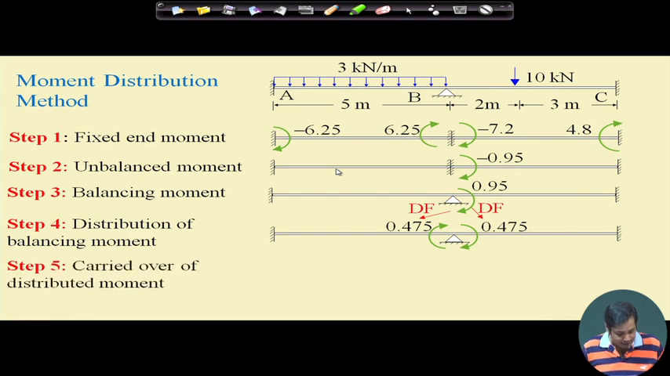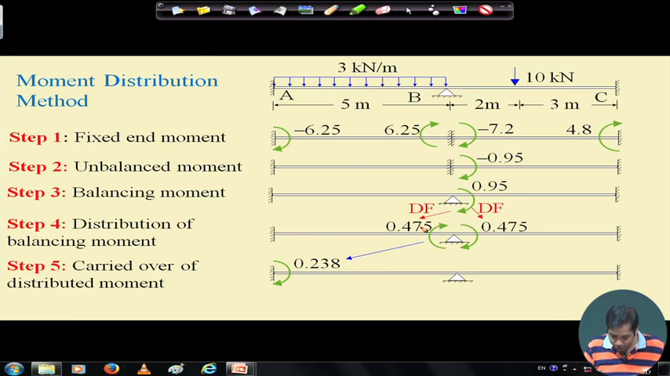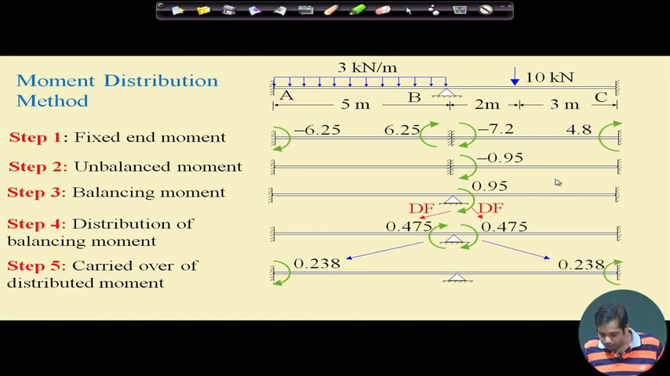So the next step is to carry over the distributed moment. This is the distributed moment that will carry over to the other end. And what is the carried over moment? Since the carryover factor is half, half of this moment will go there, and similarly half of this moment will go there.